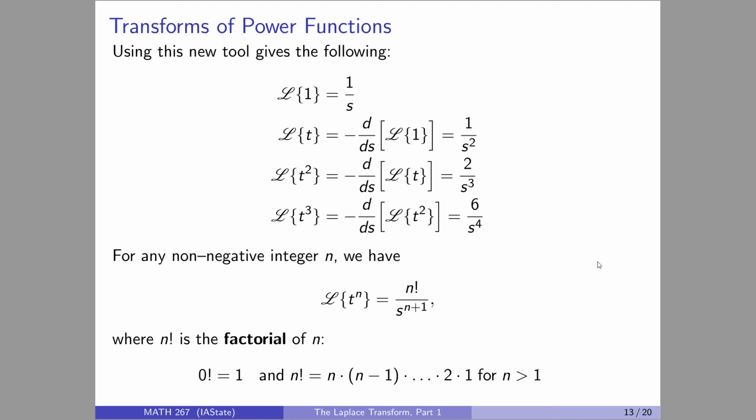And again, n factorial is the following: 0 factorial we take to be 1, and n factorial for n greater than or equal to 1 is the usual product. Not just strictly bigger, though. n factorial for negative n is undefined. We don't know what that is.